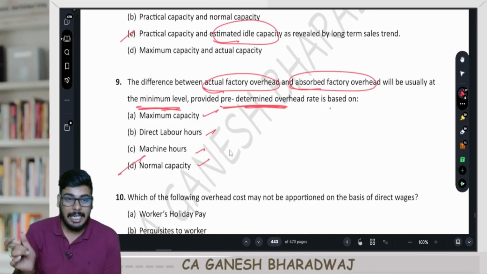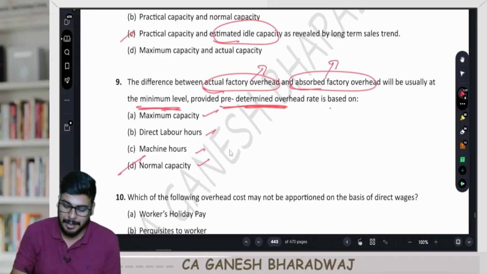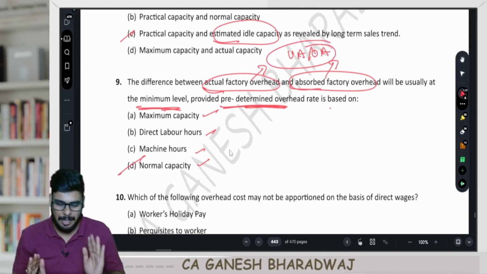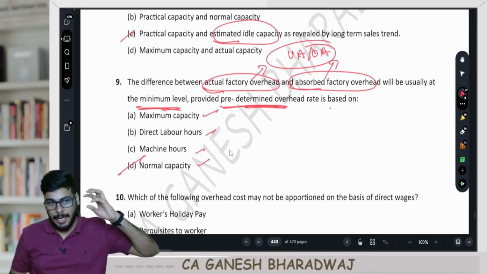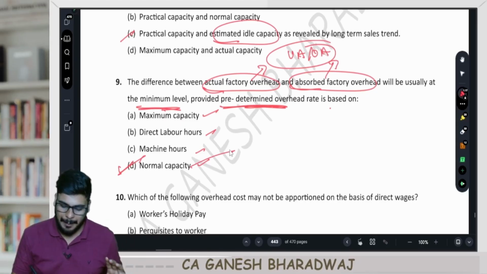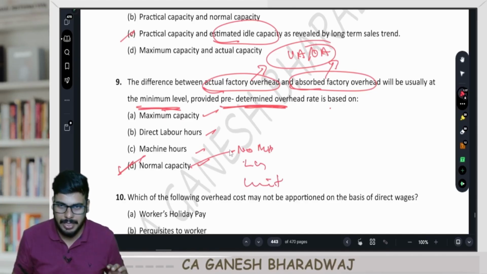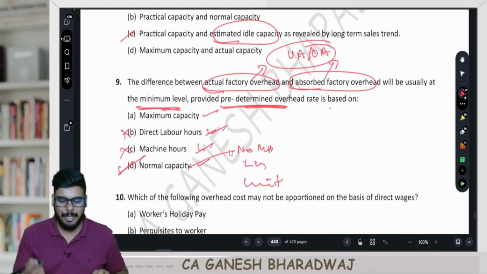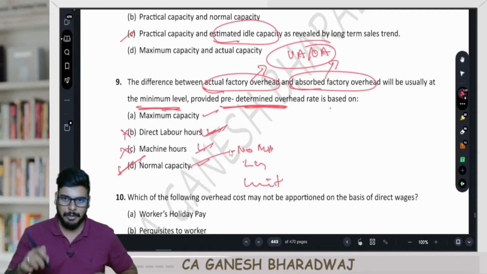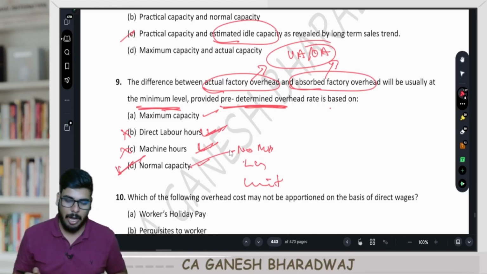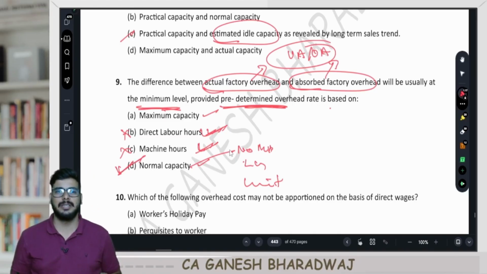What they are saying is, the difference between the actual and absorbed, that is your under or over absorption, will be kept minimum, will be lesser, provided for the purpose of calculating the predetermined rate, you take the normal capacity as the base quantity. The normal capacity can be normal machine hours, normal labor hours, normal units, anything. But that's why these two are straight away gone. It cannot be direct labor or direct machine. Who said if I use direct labor hours, the difference between the two will be less? Or if I use the machine hours, will the difference be less? No, it has to be normal capacity. Clear with this?